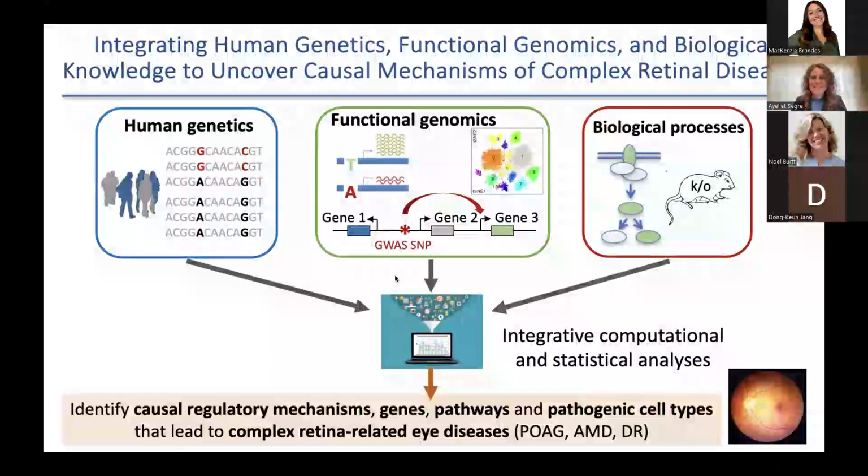So in my lab at Mass Eye and Ear, we're interested in integrating GWAS with functional genomic data and prior biological knowledge to shed light on the causal mechanisms, genes, pathways, pathogenic cell types that lead to complex diseases, with a focus over the past years on common retina-related diseases. And a lot of the work that we have done over the past few years has been on glaucoma, and I'm going to tell you today about some work in that realm.